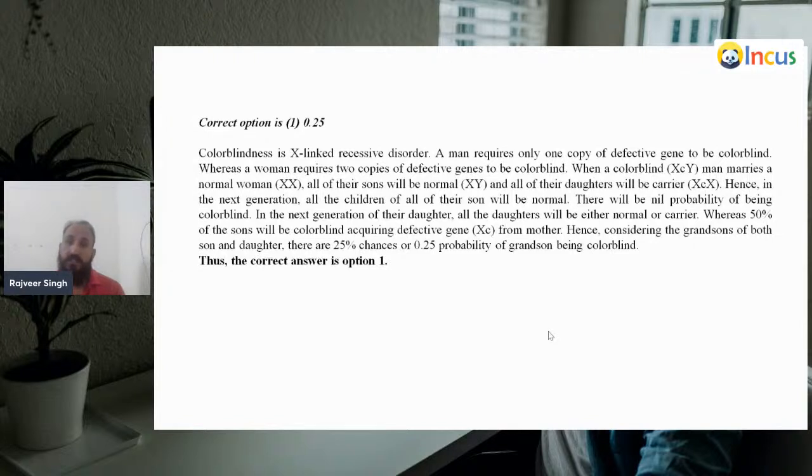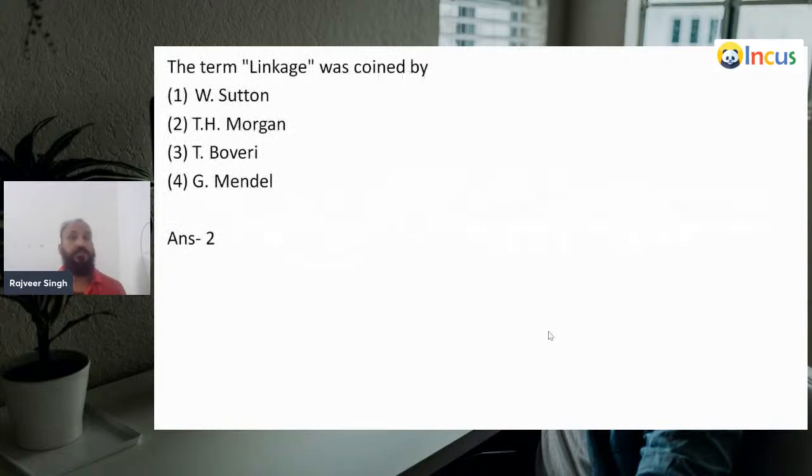There will be a nil probability of being colorblind in the next generation of their daughter. All the daughters will be either normal or carrier, whereas 50% of the sons will be colorblind, acquiring the defective gene X^C from the mother. Hence, considering the grandsons of both sons and daughters, there is a 25% chance, or 0.25 probability, of the grandsons being colorblind. So our answer is the first.